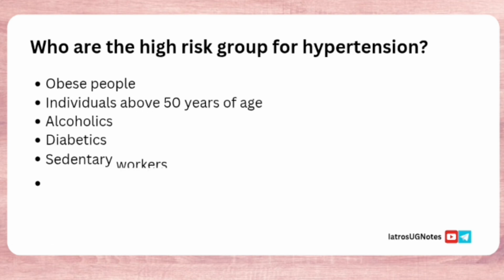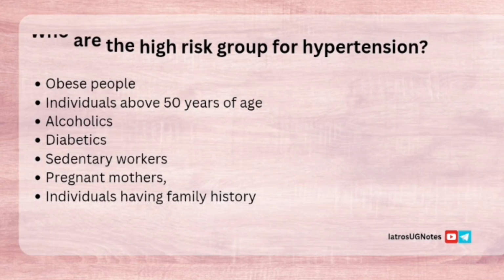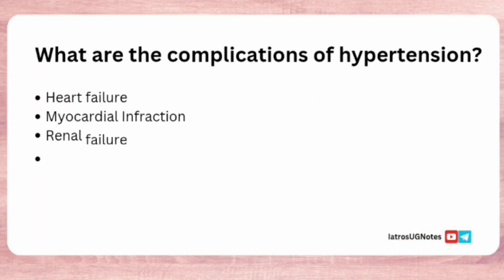Who are the high-risk group for hypertension? Obese people. Individuals above 50 years of age. Alcoholics. Diabetics. Sedentary workers. Pregnant mothers. Individuals having family history. What are the complications of hypertension? Heart failure. Myocardial infarction. Renal failure.